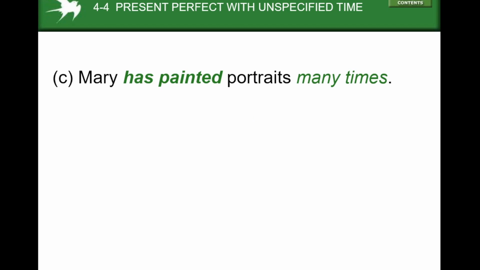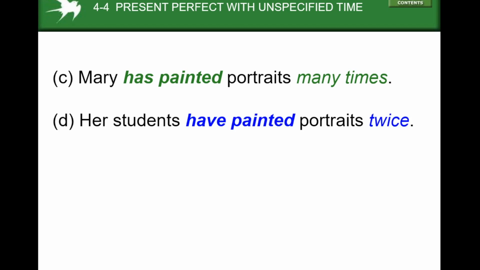Sometimes the focus is on an action which has taken place once or many times before now. For example, Mary has painted portraits many times. Her students have painted portraits twice. So present perfect tense can be used to describe the same action which has occurred in the past at different times.